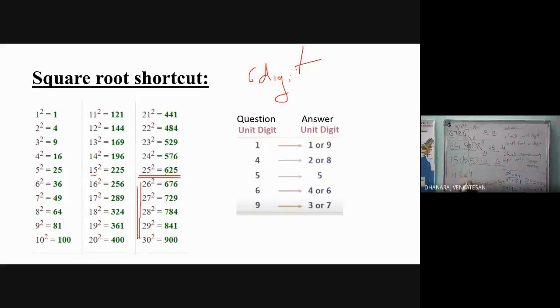Okay. Similarly, this one, 1 or 9. I will omit the last two digits. This will come between 10 square and 11 square. 10 square is 100, 11 square is 121. Between these it will come. So I will write 10.